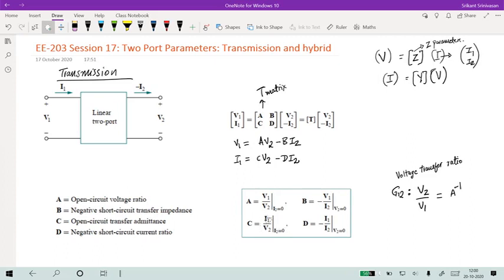Transfer means I have 1 and 2. Okay, so if it was just I1 divided by V1, then you would call it a driving point. But now this is not a driving point, this is transfer because it's from port 1 to port 2. So C is a transfer admittance, B is a transfer impedance and it's a negative short circuit transfer impedance. C is an open circuit transfer admittance.